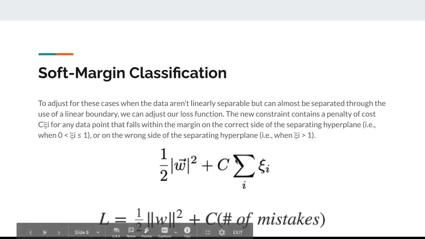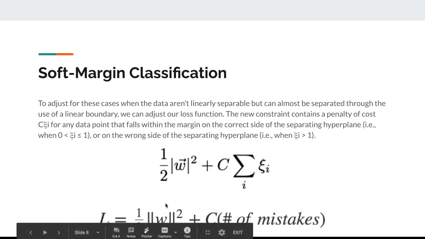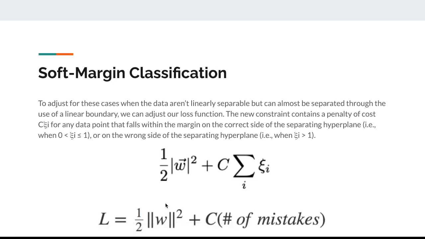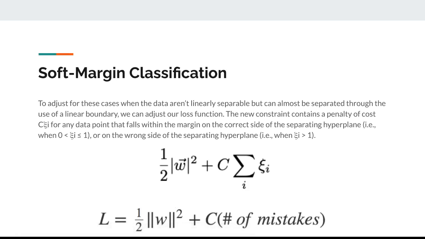So this is the equation. You're adding C times the sum of this new penalty here. But the simple way to think about it is the loss is now 1/2 times the magnitude of the normal vector squared plus C, which is our new constraint, times the number of mistakes. So C here is a hyperparameter that controls the cost for each misclassified point.